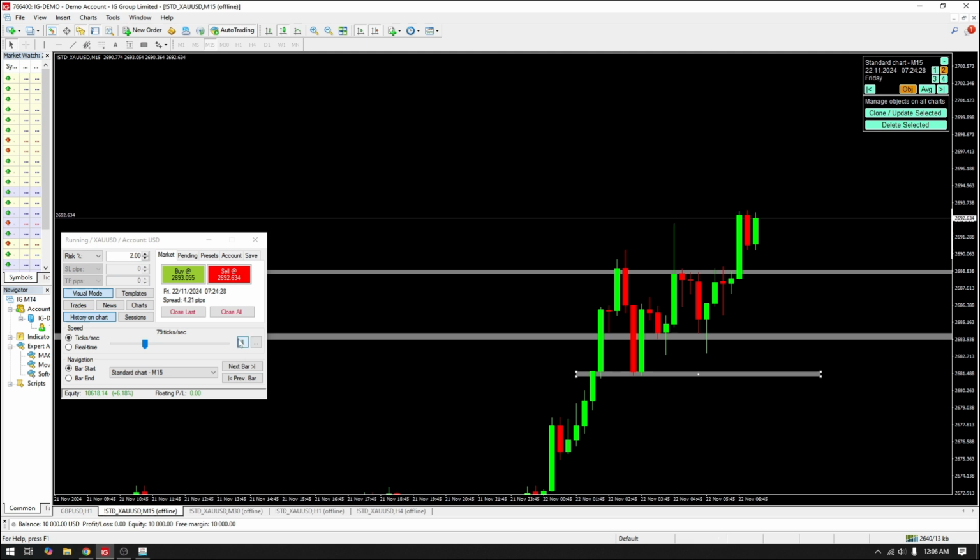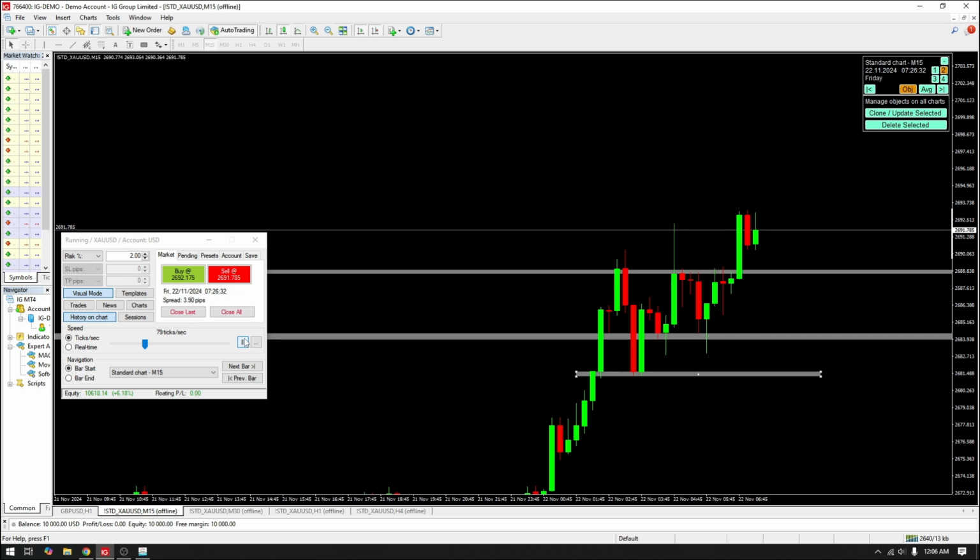At this point, we have to wait for candles to close. And that's what trading is. Trading is a waiting game. We get paid to wait. We don't get paid to trade.